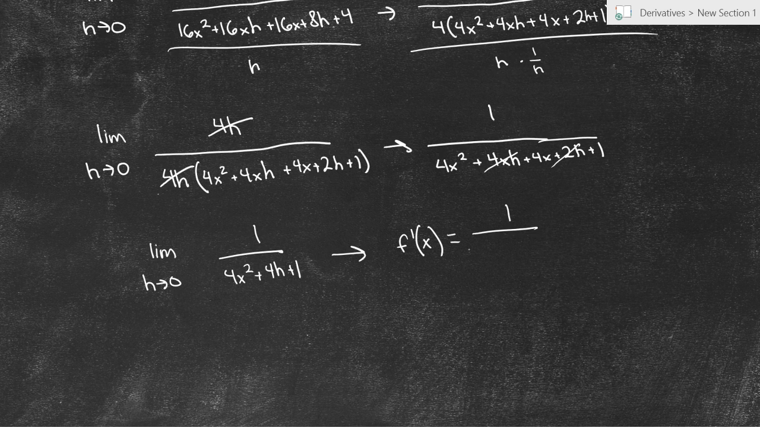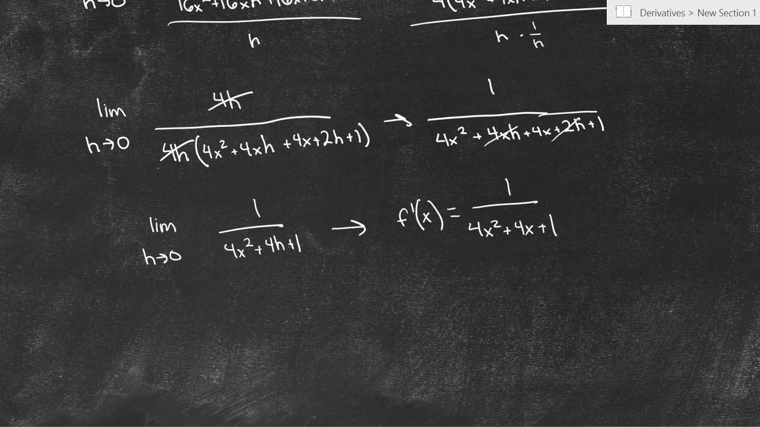So f prime of x is just 1 divided by 4x squared plus 4x plus 1. I don't know why I said 4h plus 4x. We canceled out the h because it was 0. And that is our derivative.